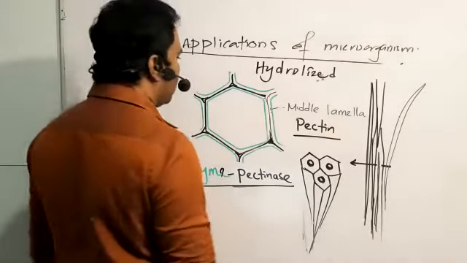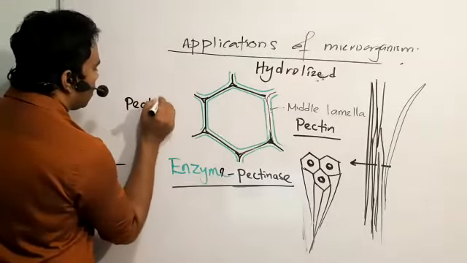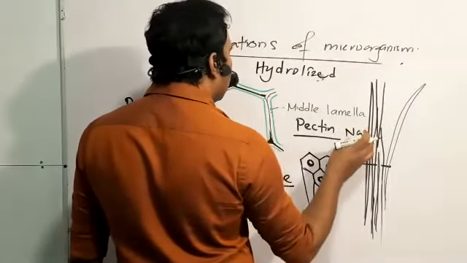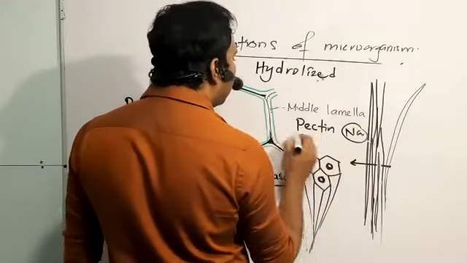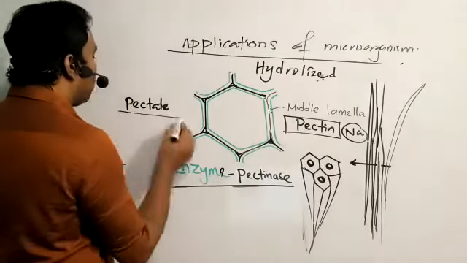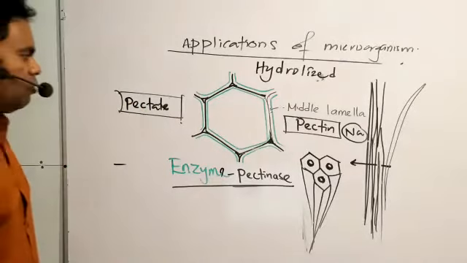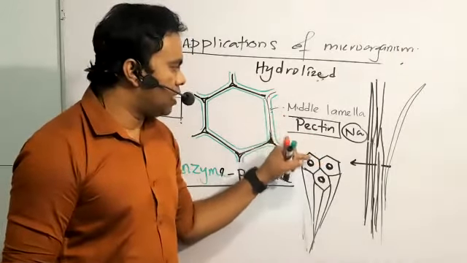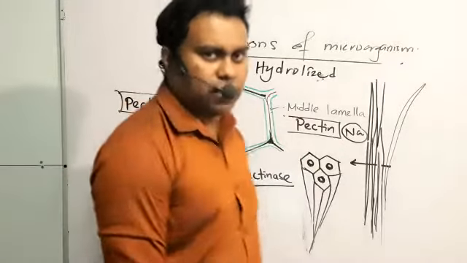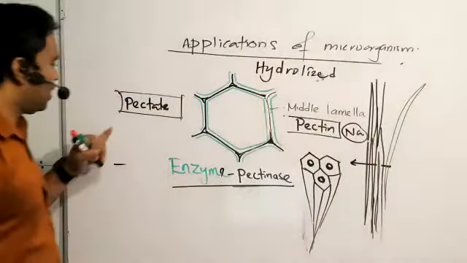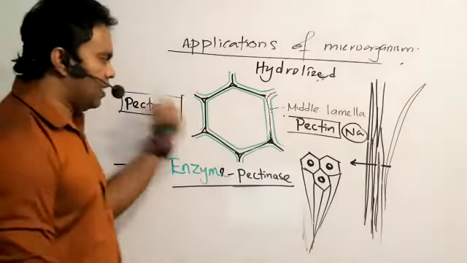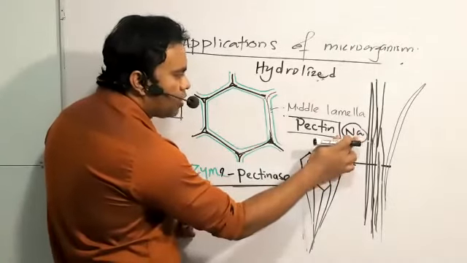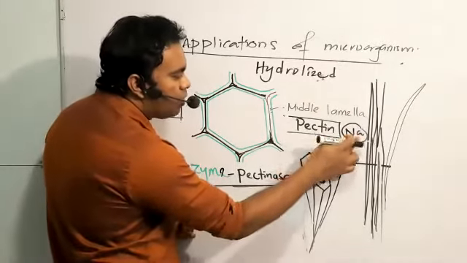In your books, for pectin there is the term pectate. When pectin combines with a metal like sodium or potassium, an anion group is ionized, and that is called pectate. Okay? So if it is combined with sodium, we do not say sodium pectin. We say sodium pectate.